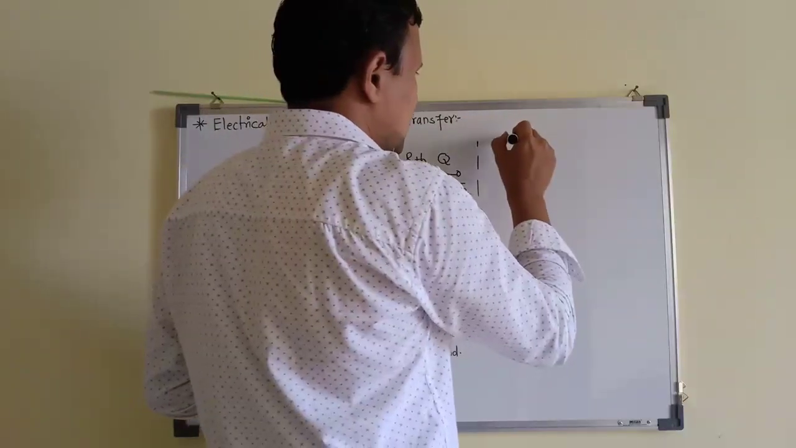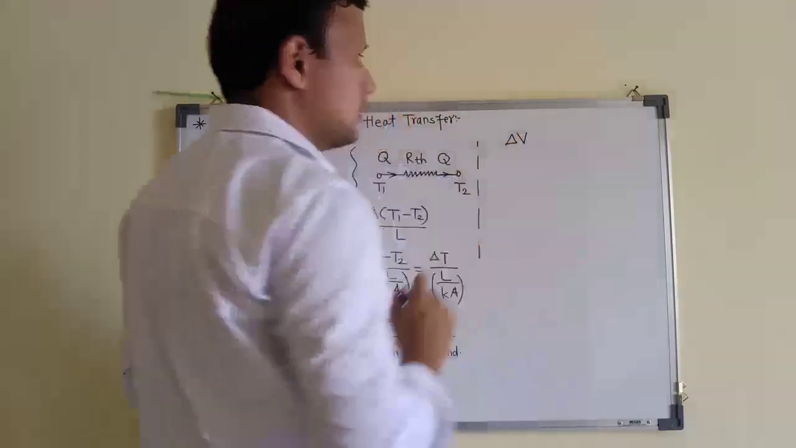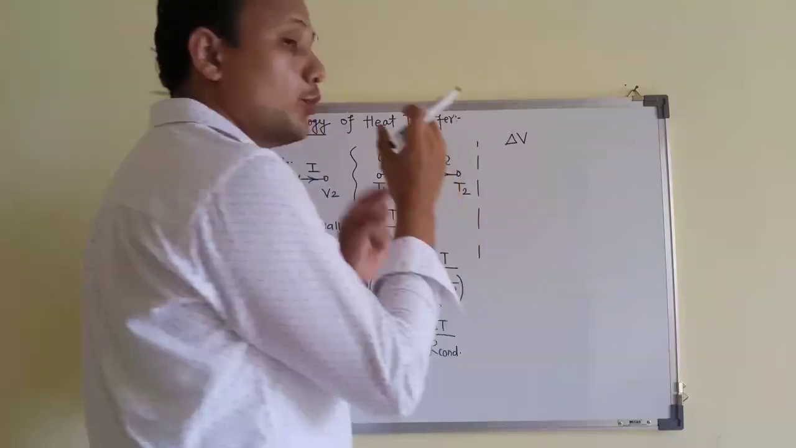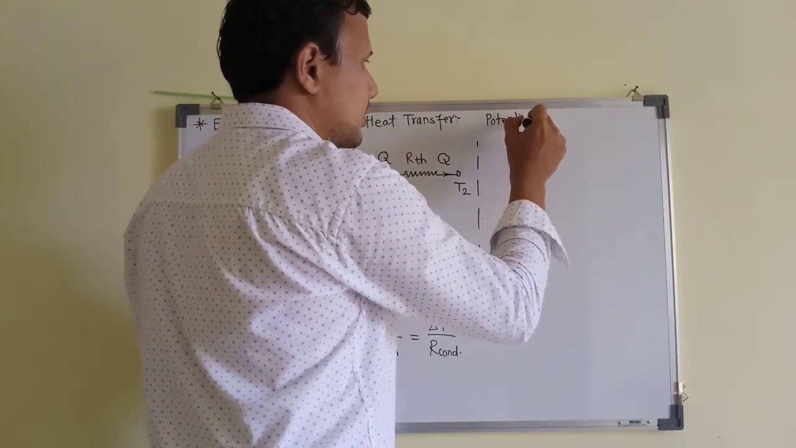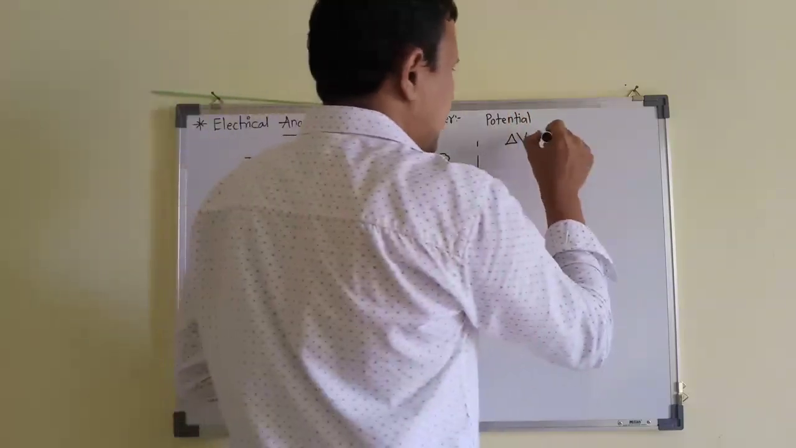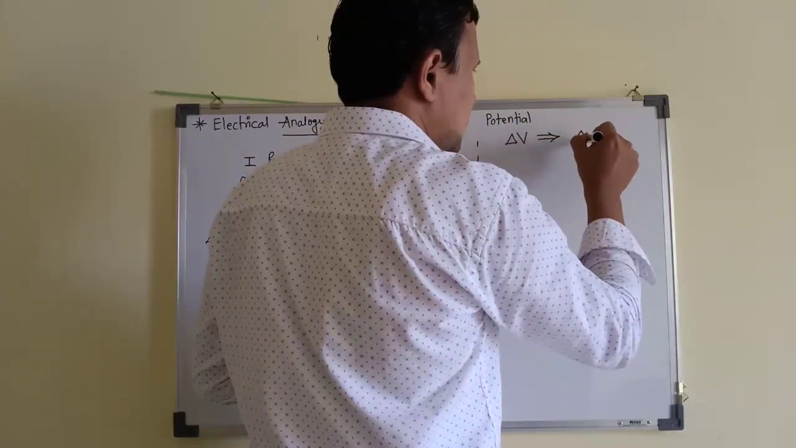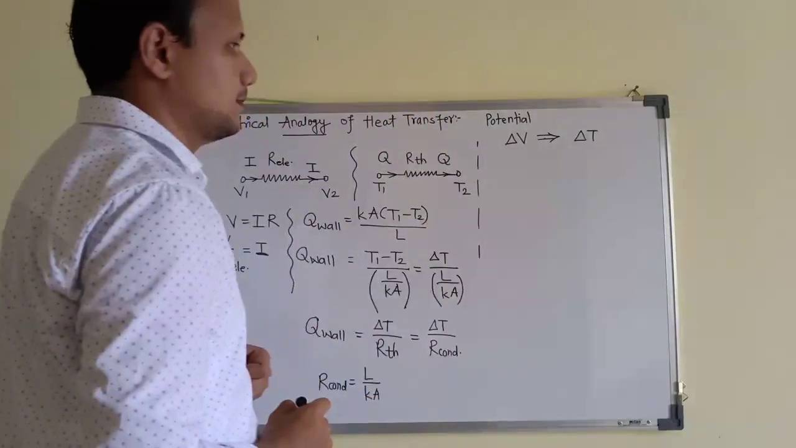In case of electrical circuit, delta V is responsible for current flow. It is the potential available for the flow of energy. Everywhere we are talking about potential only. And in case of thermal circuit, this is represented by delta T.